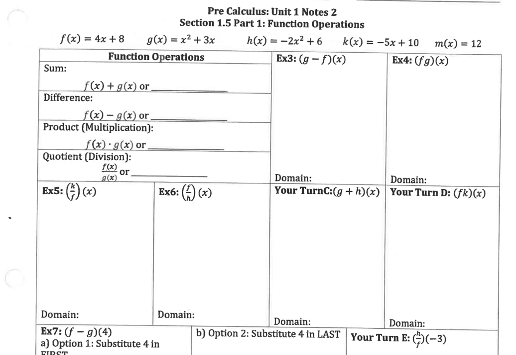Welcome to our video lesson for section 1.5, part 1, function operations. We're going to look at how we can algebraically combine functions using operations like addition, subtraction, multiplication, and division.